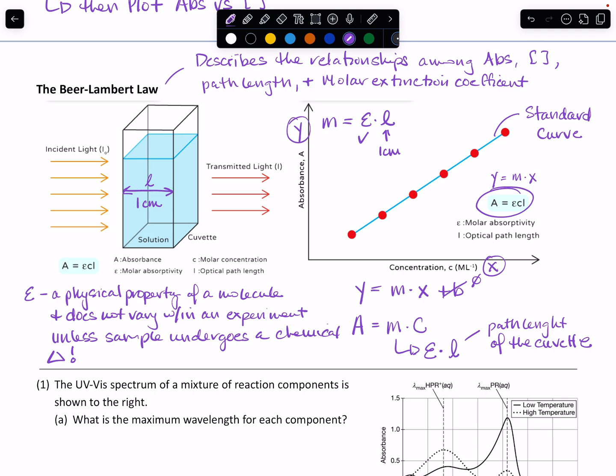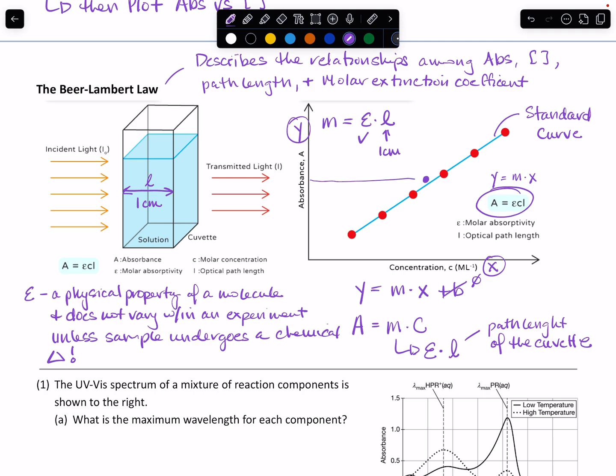Now, because this is a physical property, you can sometimes then use that extinction coefficient to limit what your sample might be if you're trying to identify it. The other thing that you can do is once you know what that extinction coefficient is, then you can have an unknown sample. So let's say we ran a reaction and it produced this particular molecule, but we don't know how much of it was produced. We can take that sample, we can measure its absorbance. Let's say it measures right around here.